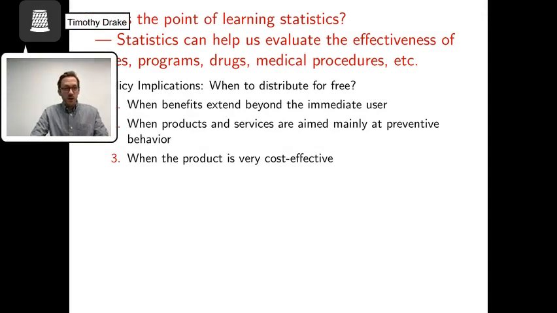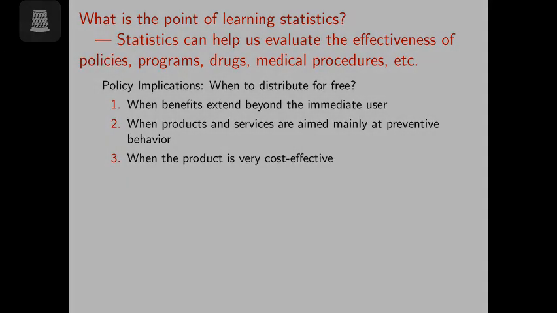Therefore, what do we learn from this set of research studies? Well, when should we distribute for free? This, I always like, as a policy researcher. What are the implications here? When should we distribute these for free? Well, when the benefit extends beyond the immediate user, that's an important reason to do it. When the products and services are aimed mainly at preventative behavior, also important. And finally, when the product is very cost effective, like the examples that I gave you.